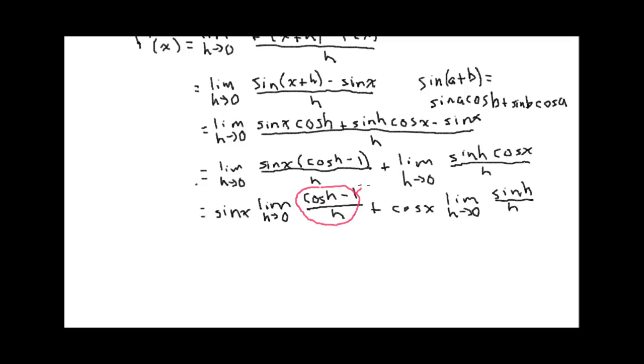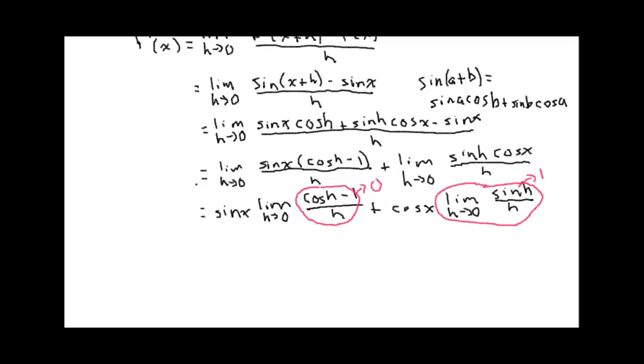If we wanted to figure it out right now, my suggestion would be to just use a table, take smaller and smaller values of h, just to see what it's approaching. It wouldn't prove what it approaches, but it would give us an idea. So I'm just going to tell you what it is. This limit as h goes to 0 of cos h minus 1 over h is actually equal to 0. And this limit over here, sin h over h, as h goes to 0, is actually equal to 1.